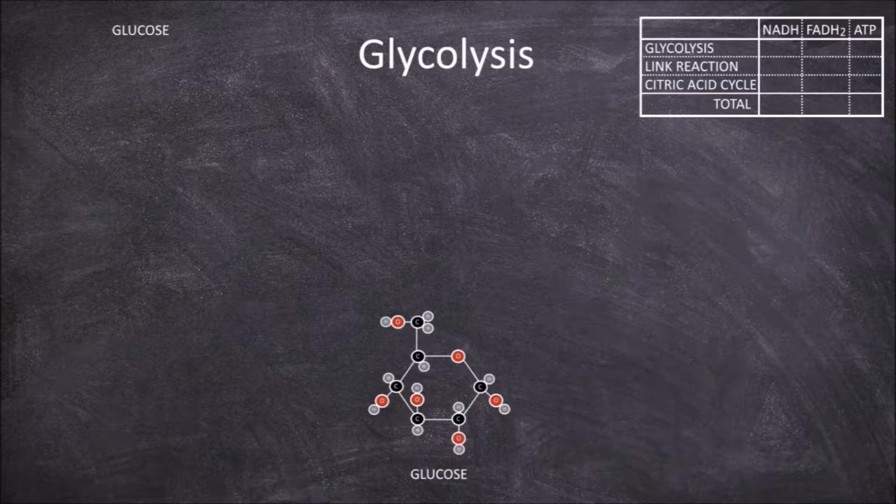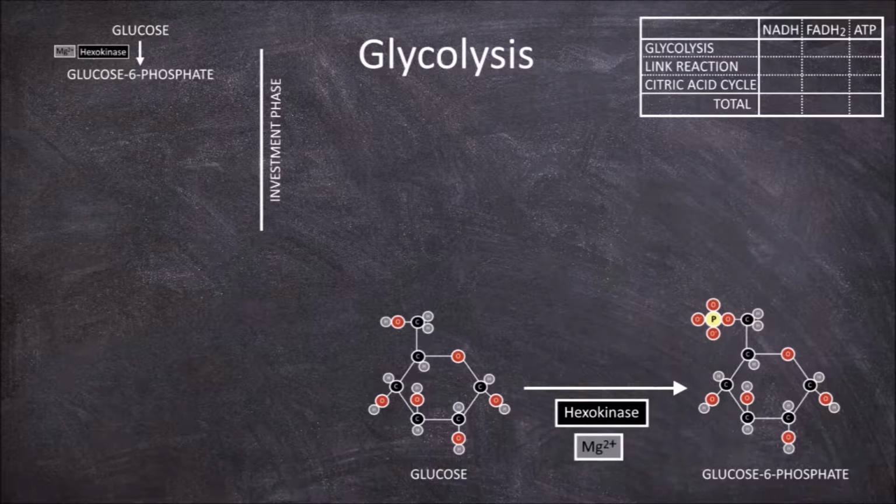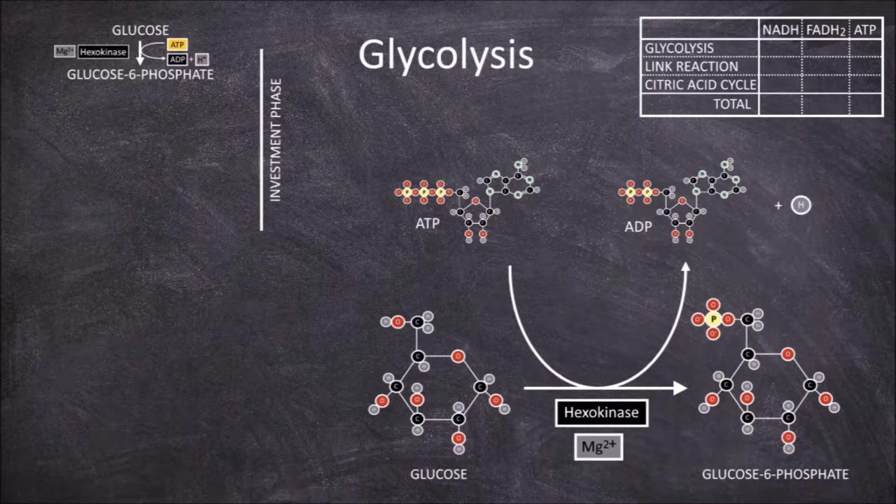The first 5 steps of glycolysis are called the investment phase, as they use energy in the form of ATP. The first step in glycolysis involves the phosphorylation of one glucose molecule, which is a 6-carbon molecule, into another 6-carbon molecule, glucose 6-phosphate, using the enzyme hexokinase and the cofactor magnesium. This process takes the phosphate from an ATP and releases a hydrogen molecule. This step uses up an ATP molecule, giving us a net total so far of -1 ATP.